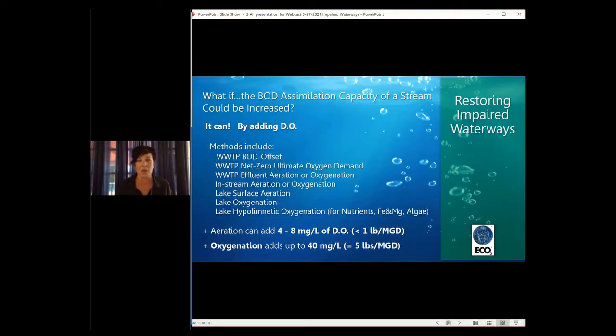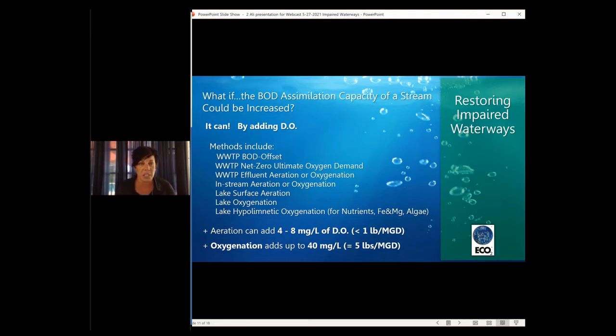Just keep in mind that with aeration, you can add about 4 to 8 milligrams per liter of DO, which is equivalent to a half to 1 pound of oxygen per MGD. And if you think for each pound of BOD, you need about a pound of oxygen, that is a little bit debatable on that 1-to-1 ratio, but it's pretty close to that.